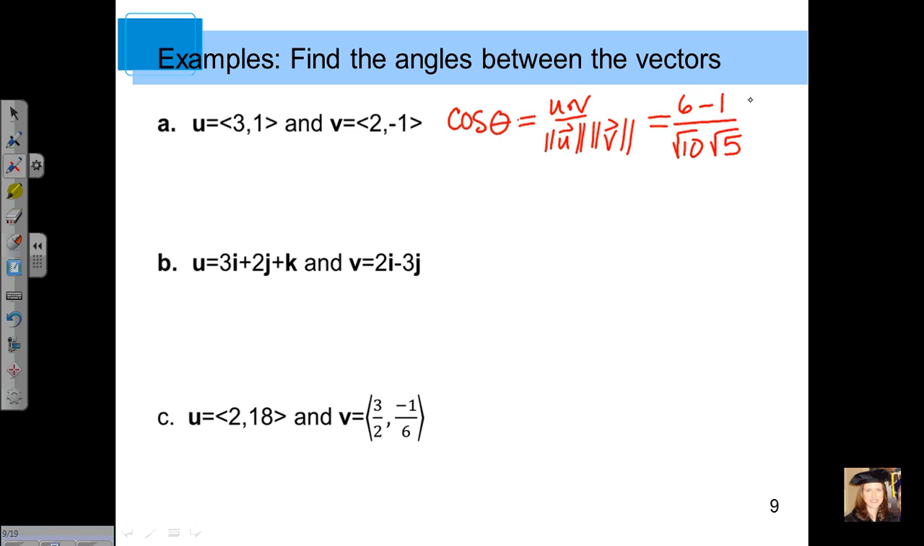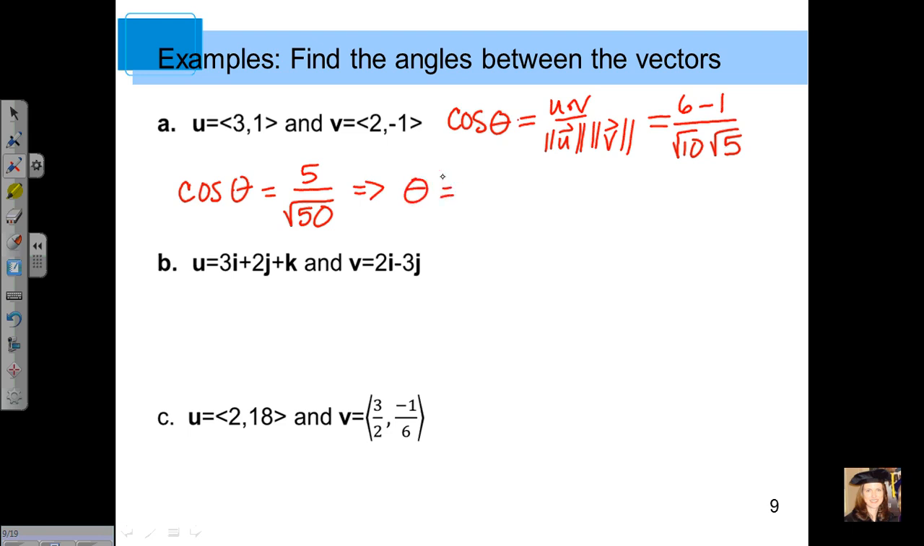Now what I tend to do when I use a calculator to find the angle theta is I don't do too much simplifying. The cosine of the angle is going to be 5 over the square root of 10 times 5, that's the square root of 50. Now you can simplify that, but for now, that's not as important as finding the angle.